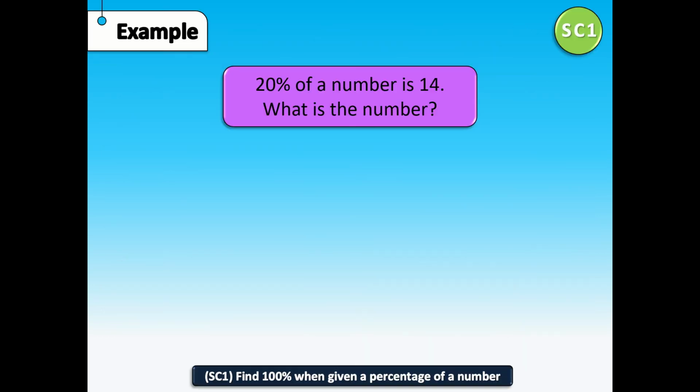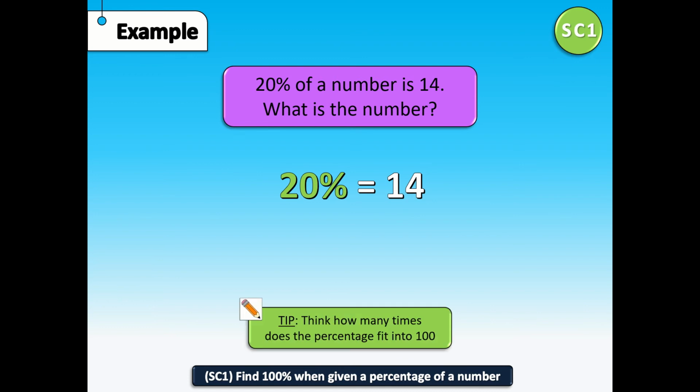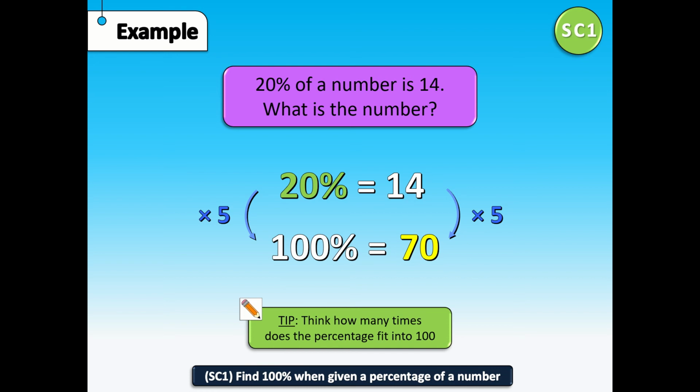So 20% of a number is 14. So what is the number? Well, if we know 20% is 14, we need to think about what we can do to 20% to make 100%, because 100% is the number that we want to find. So we can times 20 by 5 to make 100. So we do the same thing to 14. So 100% is 70. So the original number was 70.